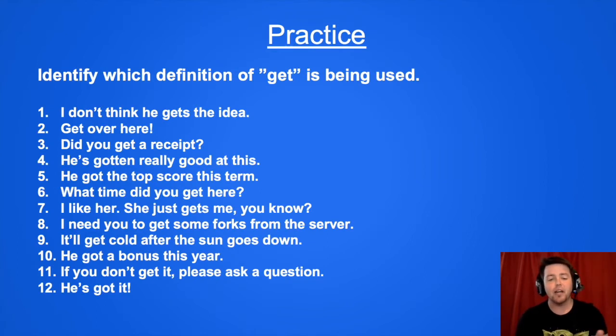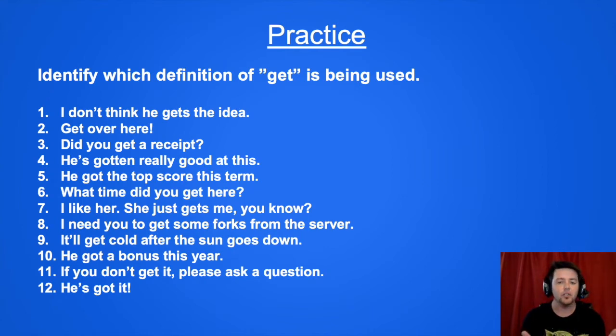Now let's do a little practice. I'm not going to practice with the passive voice because I'll talk about that more on my passive voice video. But here, look at these 12 sentences. See if you can remember those definitions from before. Pause the video, take a moment to see which definition of the verb get from those 5 most common ones we're using here.